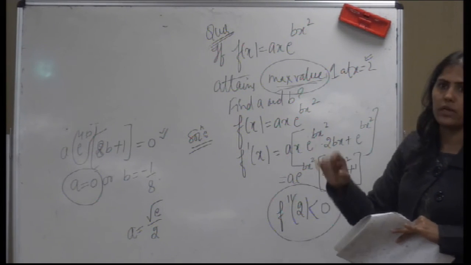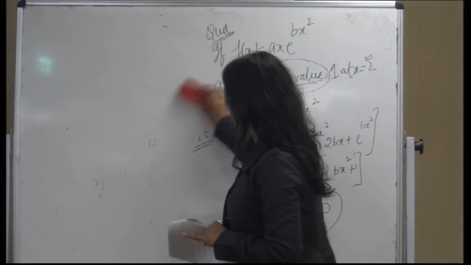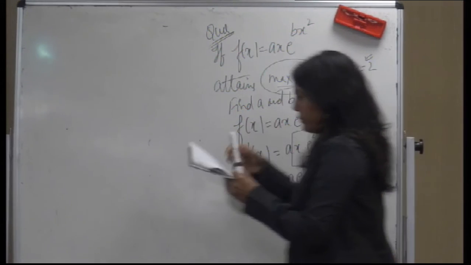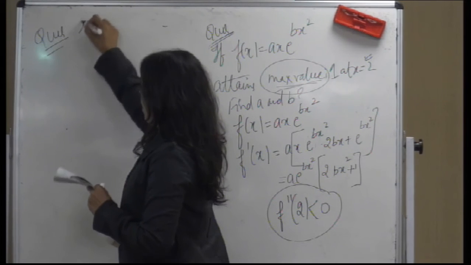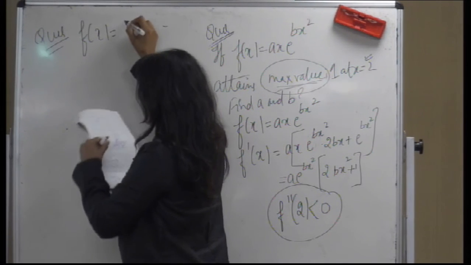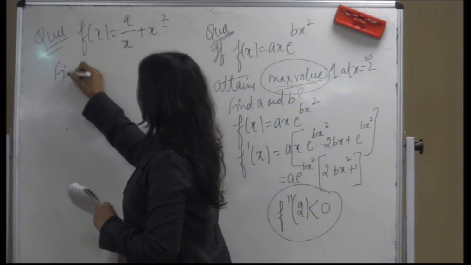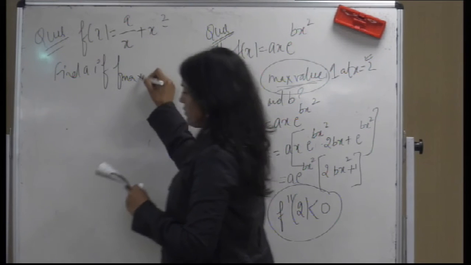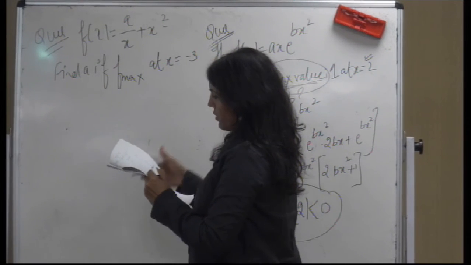You must be thinking that we have got the answer, so why do we check the second derivative? So let me do the second question, the next question, to know why we have to calculate. Okay, now the next question is f of x equal to a by x plus x square. Find a if f is maximum at x equal to minus 3.